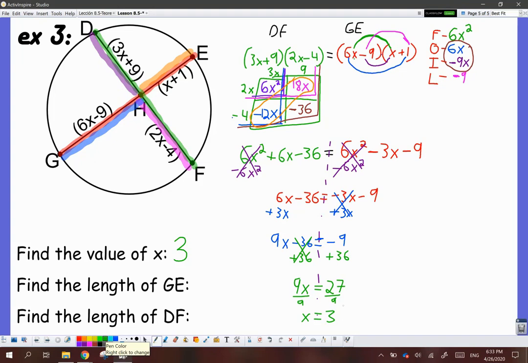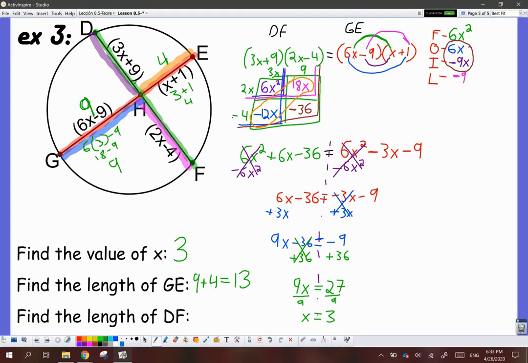For example, I'll show you. Since I know x is 3, I'm going to substitute that in here. So I get 6 times 3 minus 9. 6 times 3 is 18. 18 minus 9 is 9. So I know that this GH is 9. Over here, since x is 3, I substitute that in for x. So I have 3 plus 1, which is 4. So I know that HE is 4. And if I add these two together, 9 plus 4, that'll give me the length of GE, which is 13.